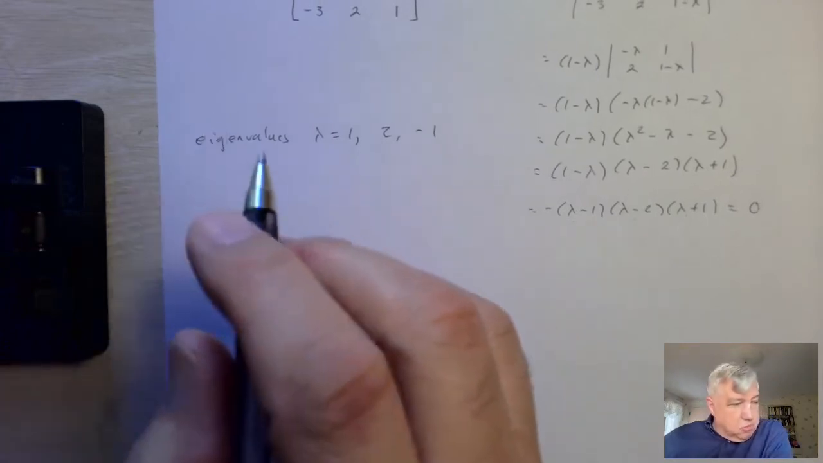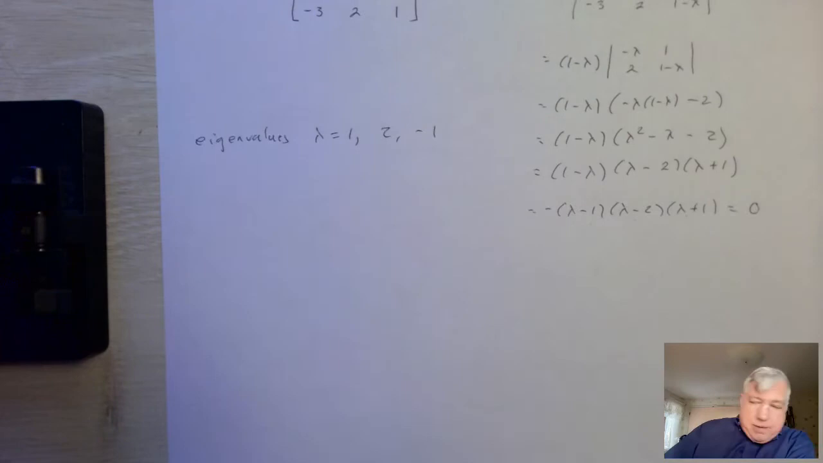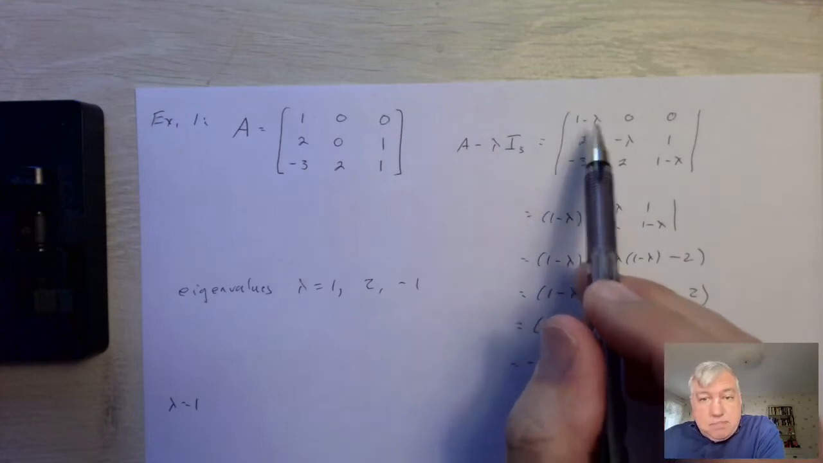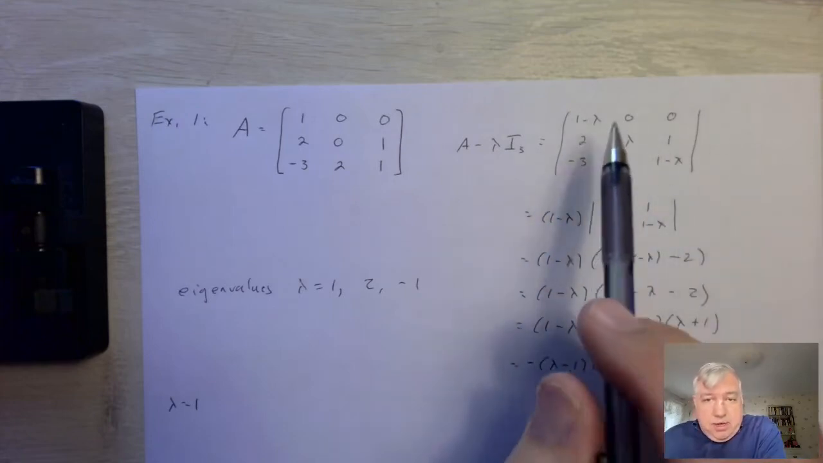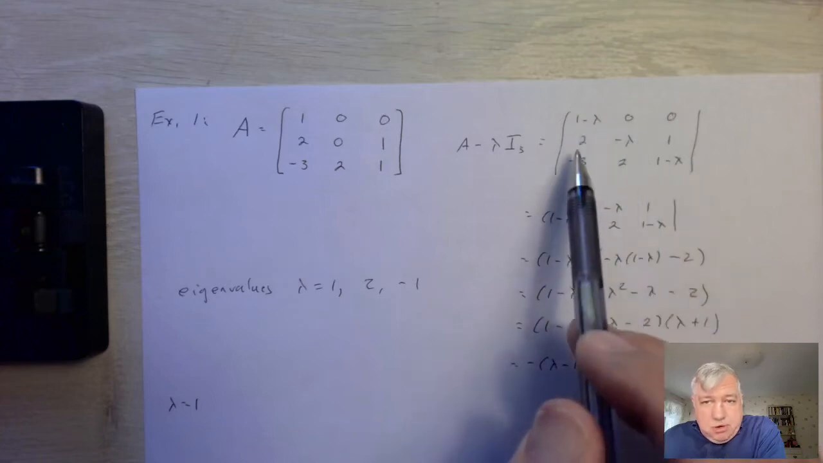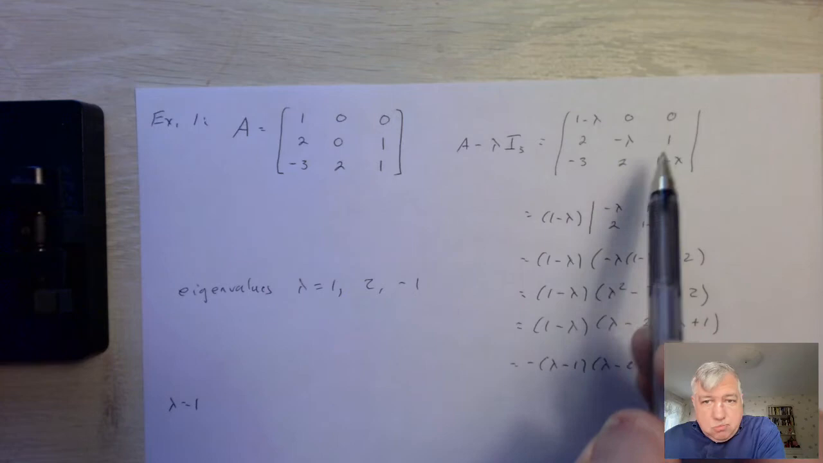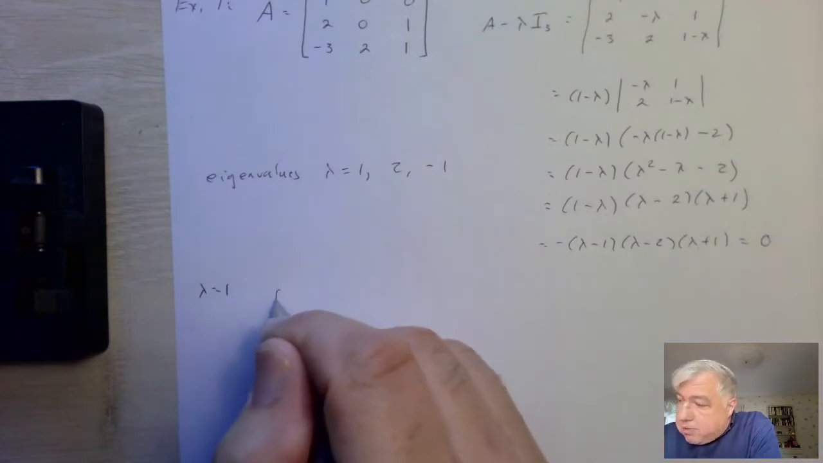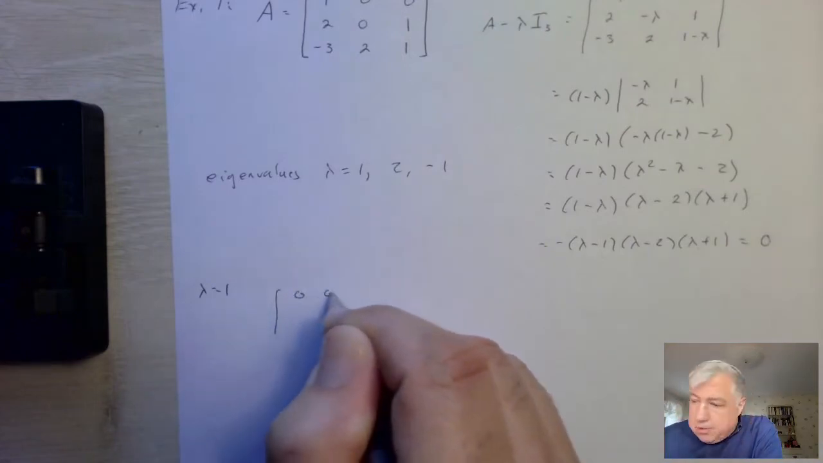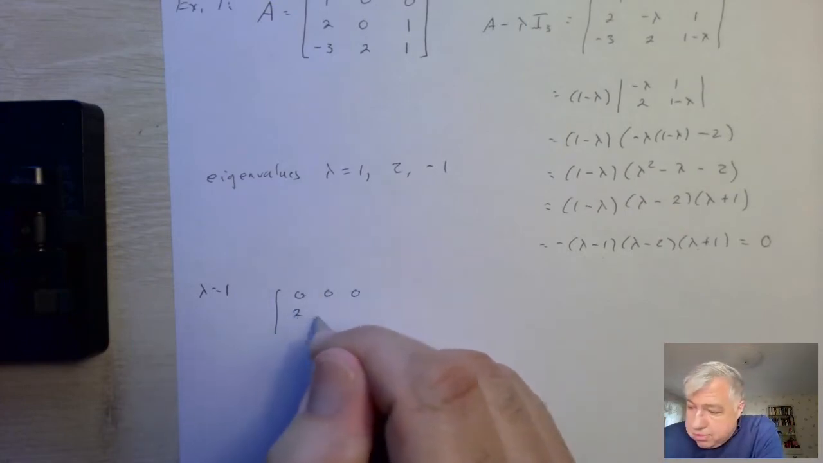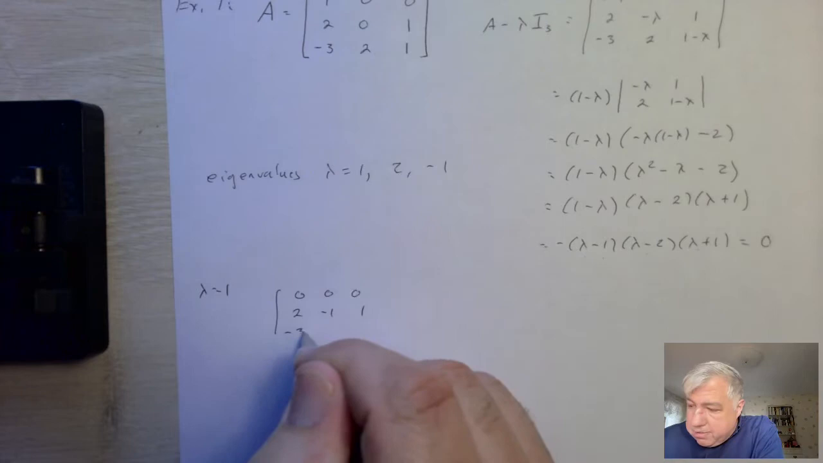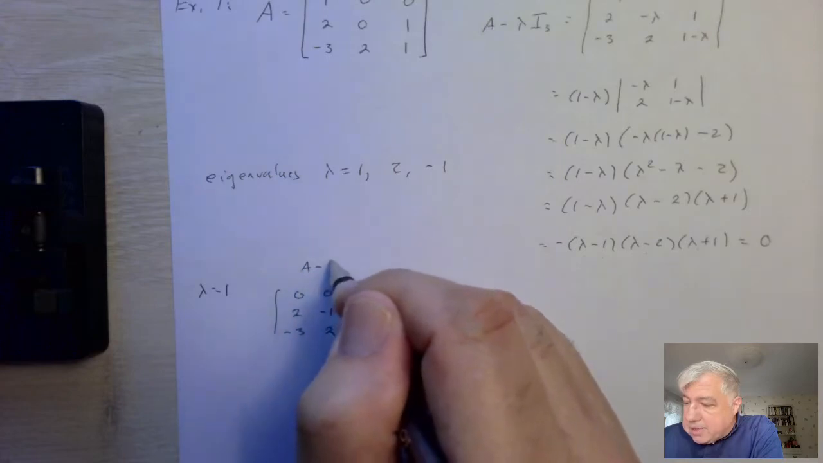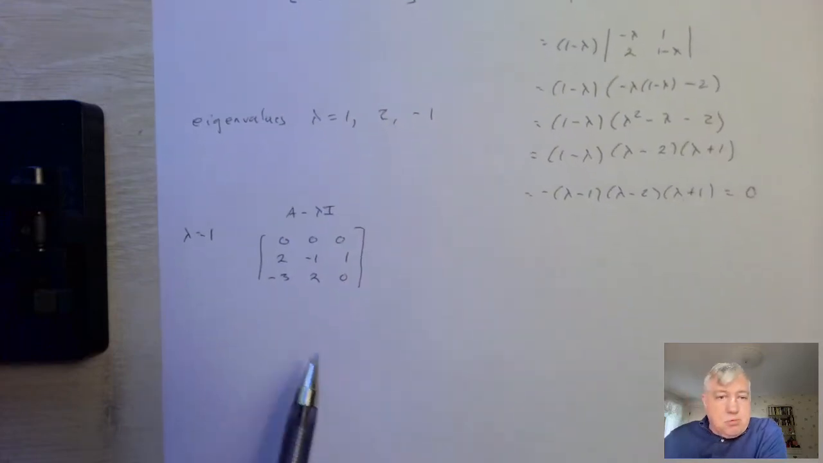For lambda equals 1, we'll do that first. We're going to plug lambda equals 1 into here and see what we get. This will be 0, 0, 0. Then 2, minus 1, 1, and negative 3, 2, 0. So what we get is 0, 0, 0; 2, minus 1, 1; and negative 3, 2, 0. This is A minus lambda I, where lambda is 1.